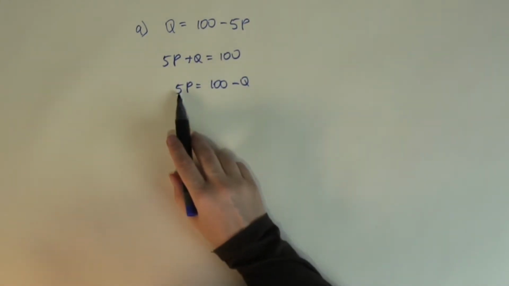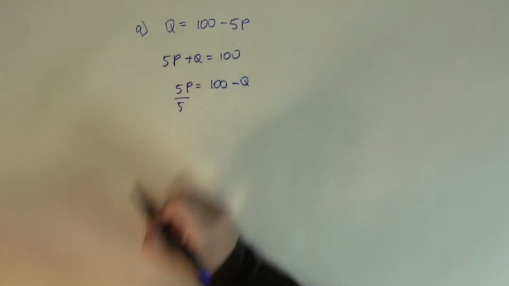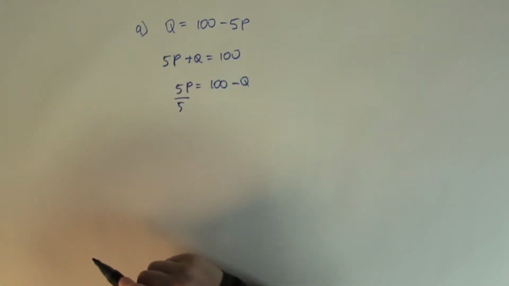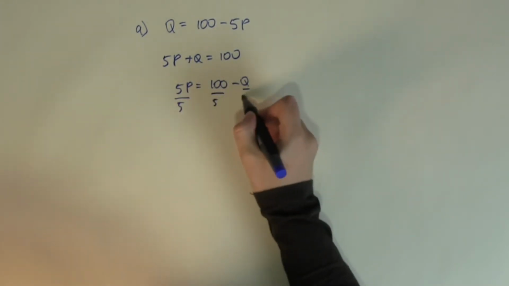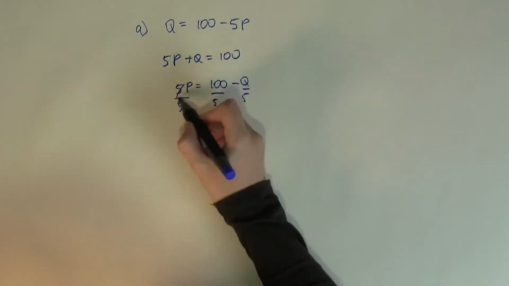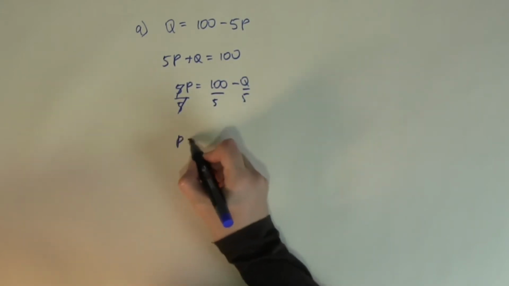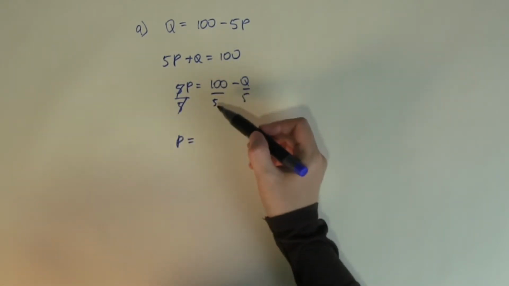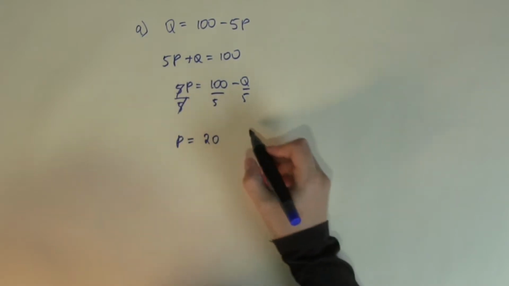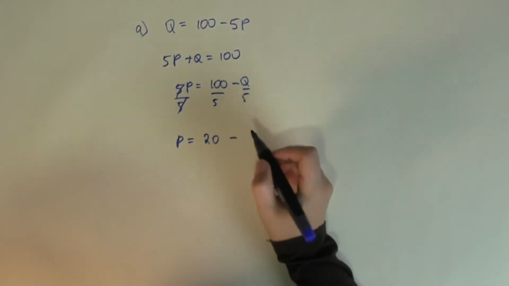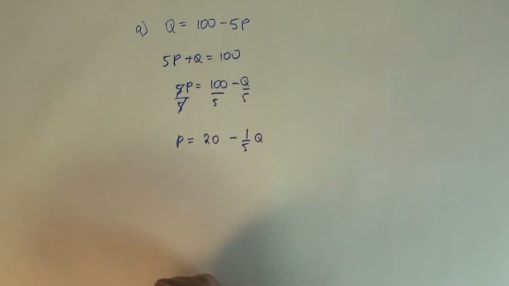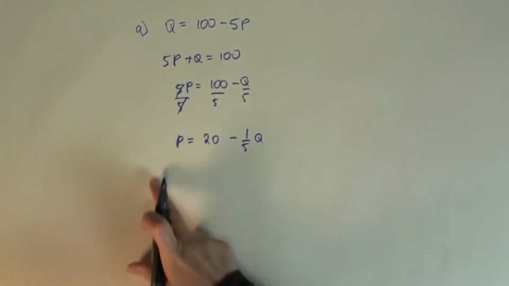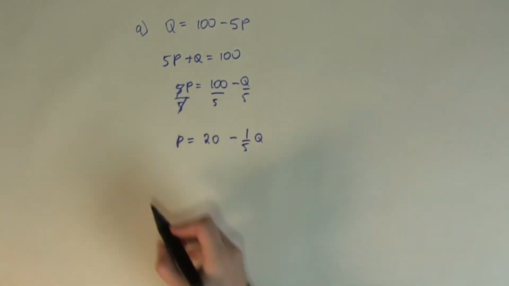But I've got 5p and I want only 1p, so I need to divide them by 5. And remember, on the other side, I can divide each of them by the 5. So that cancels down. So P equals 100 over 5 gives me 20. And the minus Q over 5, and I can always rewrite as 1/5 of a Q. So that's given me the inverse demand function.